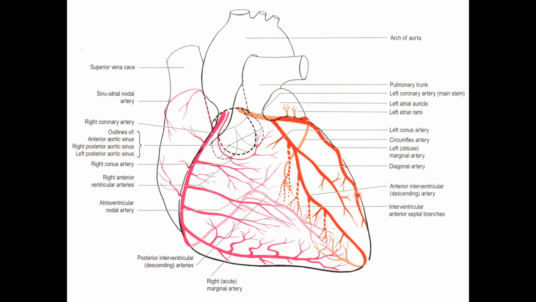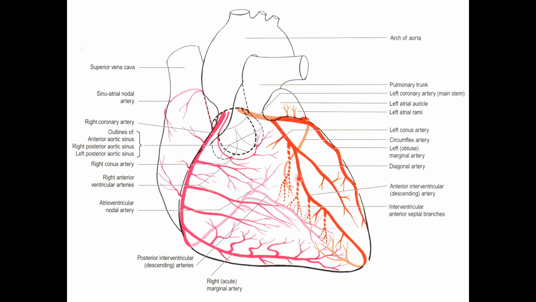This artery, like the right marginal, we call the left marginal artery, or the obtuse artery, another name is obtuse. Then it runs in the posterior part of the coronary sulcus until it reaches the beginning of the interventricular groove. Here it forms an anastomosis with the right coronary artery.